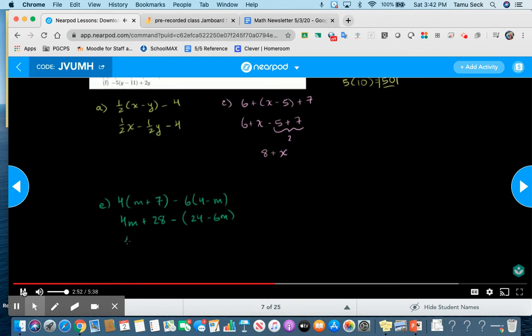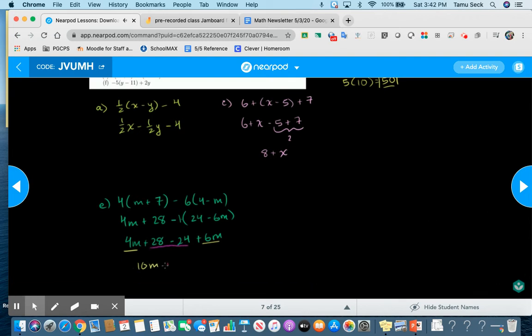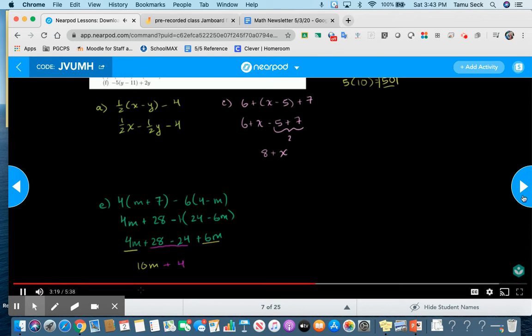And so this is going to be 4m plus 28, and then you distribute the negative sign. You could view this as a -1 times all of this. So -1 times 24 is minus 24. -1 times minus 6m is plus 6m. Now you add the m terms. 4m plus 6m is 10m. Then the constant terms, 28 minus 24, that is equal to plus 4.